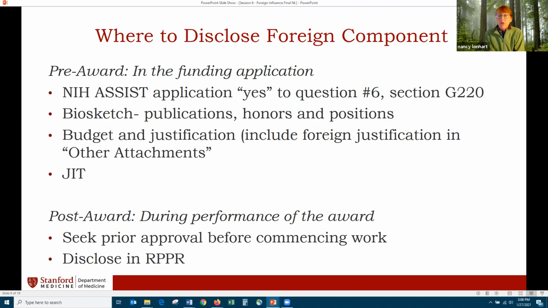Now, what happens if you don't know until after JIT? What happens if you find out during post-award, you've received the notice of award, and you know that your collaborator has moved out of the country? You need to seek prior approval from the NIH before any work commences. That is key. And then, of course, like all issues where you have global interaction, you would be disclosing that information yearly in your RPPR.